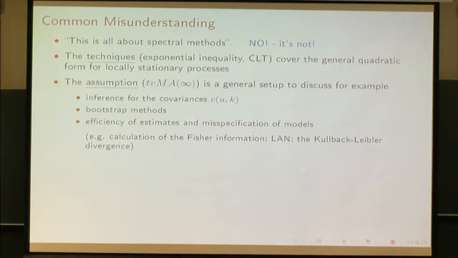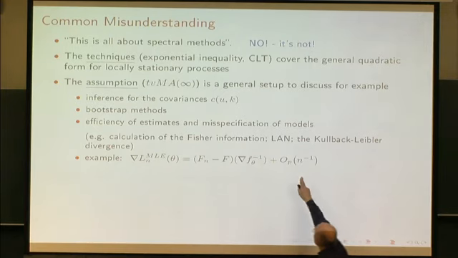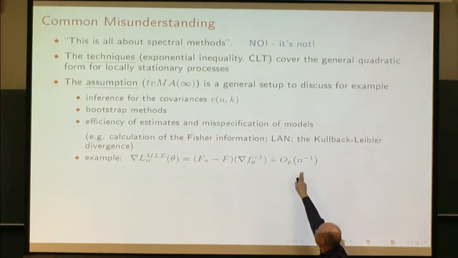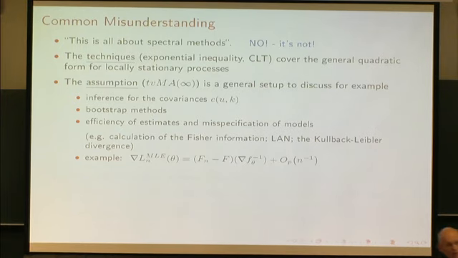You can calculate the Fisher information, Le Cam theory, Kullback-Leibler divergences, and so on. Here is a very prominent example. When you take the exact Gaussian MLE, then you can really write it up to a very, very small error. So think of root n convergence. It's a very strong approximation as this quadratic form with the periodogram in it, or as the quadratic form here with the generalized Toeplitz matrices.